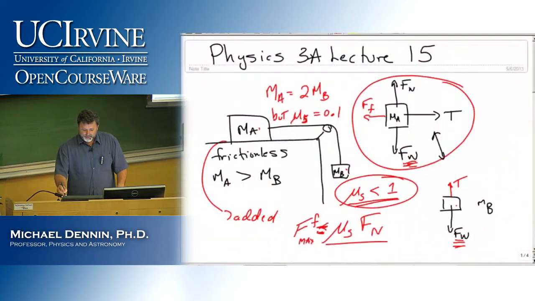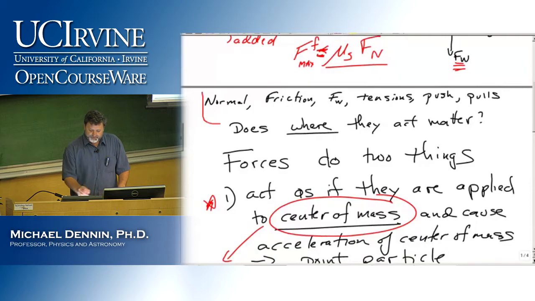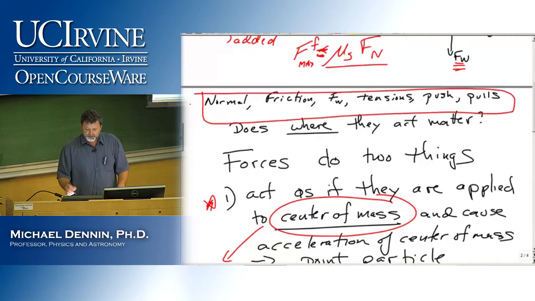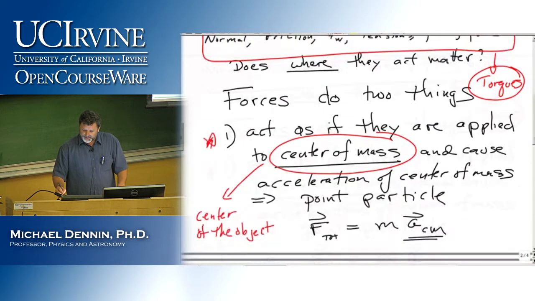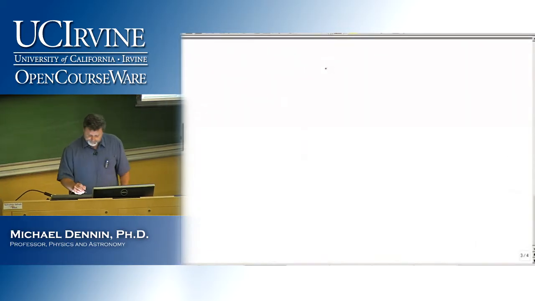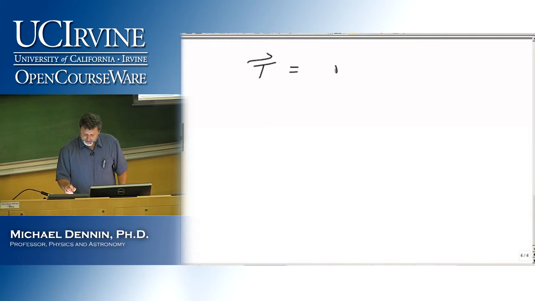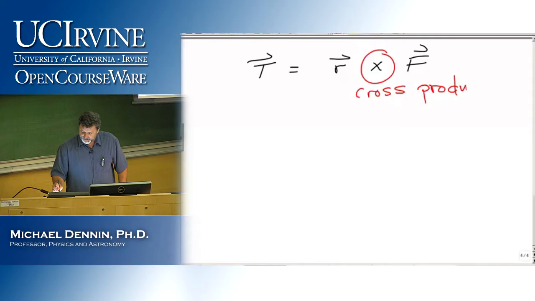So again, where is it? It's all of these forces that are going to be generating the torques that we'll be studying. And where does that come from? The basic rule is that torque equals R cross F. So we introduce a new type of multiplication, the vector cross product. So again, that's read as R cross F.